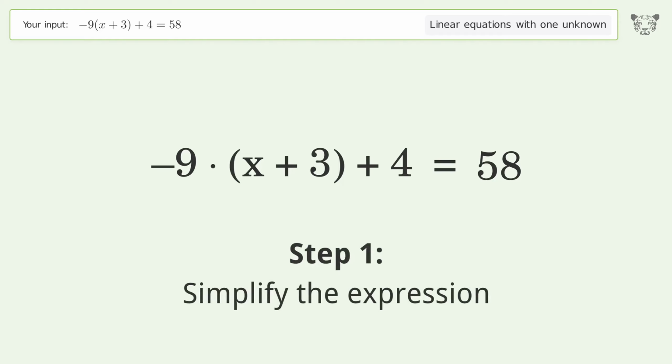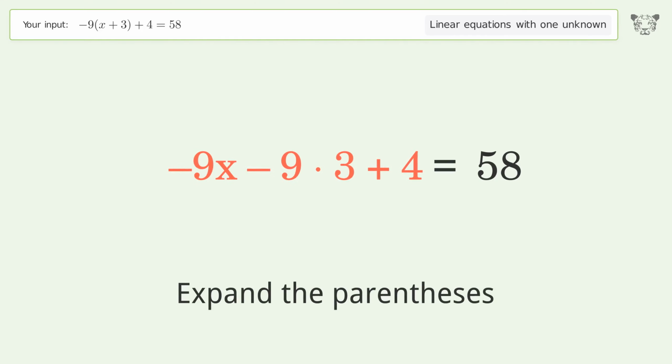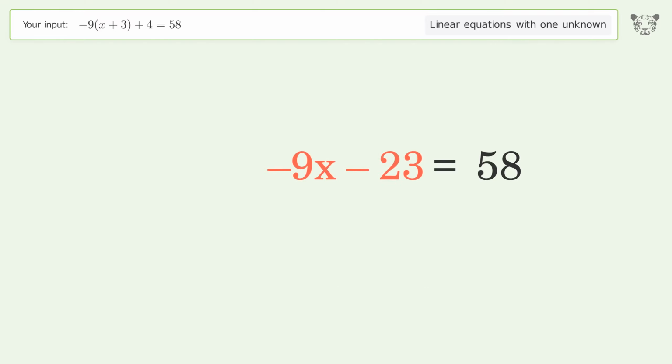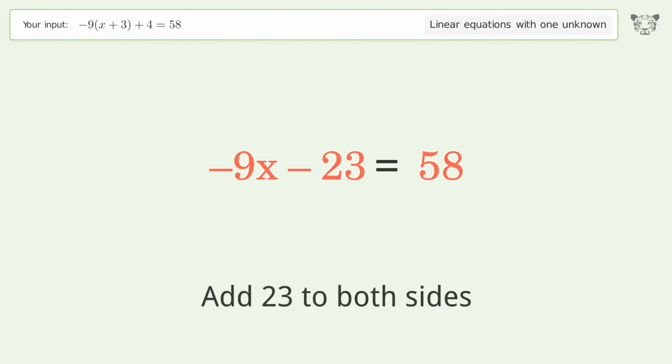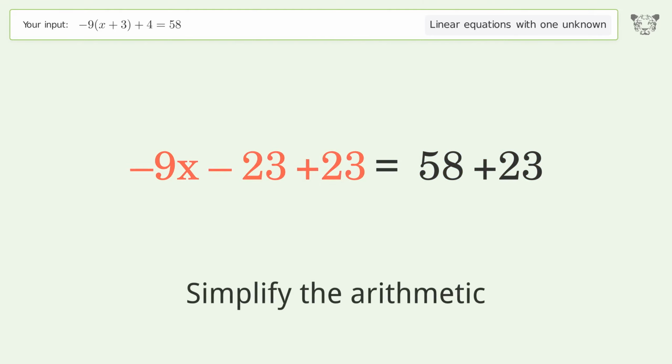Simplify the expression. Expand the parentheses. Simplify the arithmetic. Group all constants on the right side of the equation. Add 23 to both sides. Simplify the arithmetic.